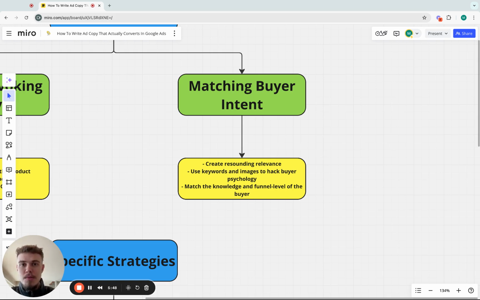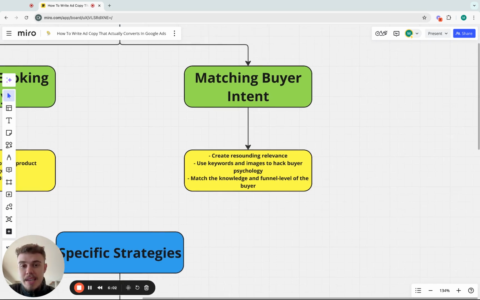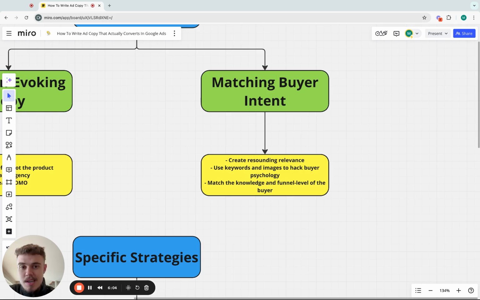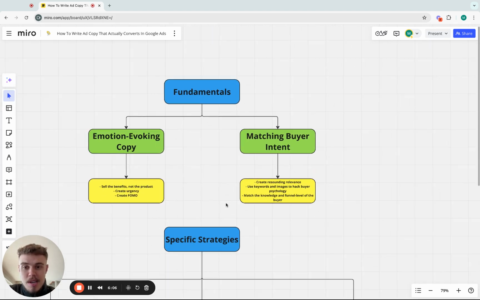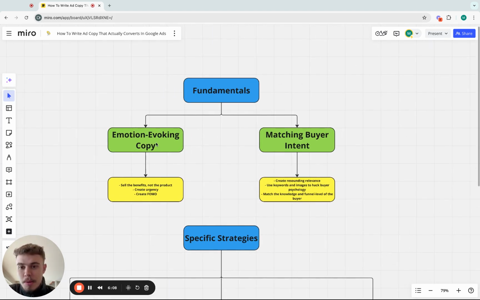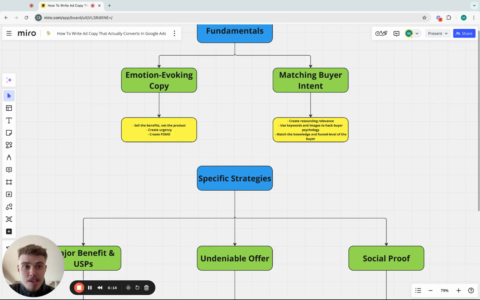If it's more top of funnel, you might want to represent more benefits, more of an advertorial style, trying to explain why they should go with you. Whereas if it's bottom of funnel, it should be very straight to the point, promoting the product, showing you it's right here, you can get it from us. So that is basically how you can match buyer intent. Keep in mind, always when writing ad copy, you are writing emotion invoking copy and you are matching buyer intent. Two big ones there.